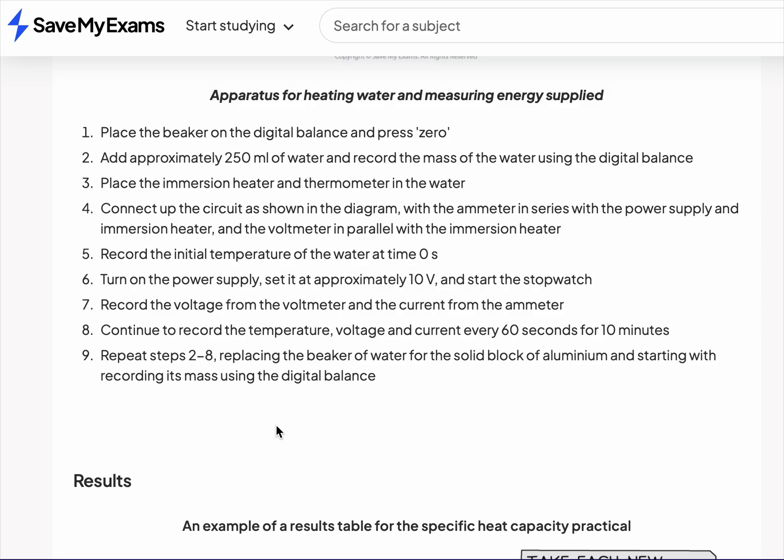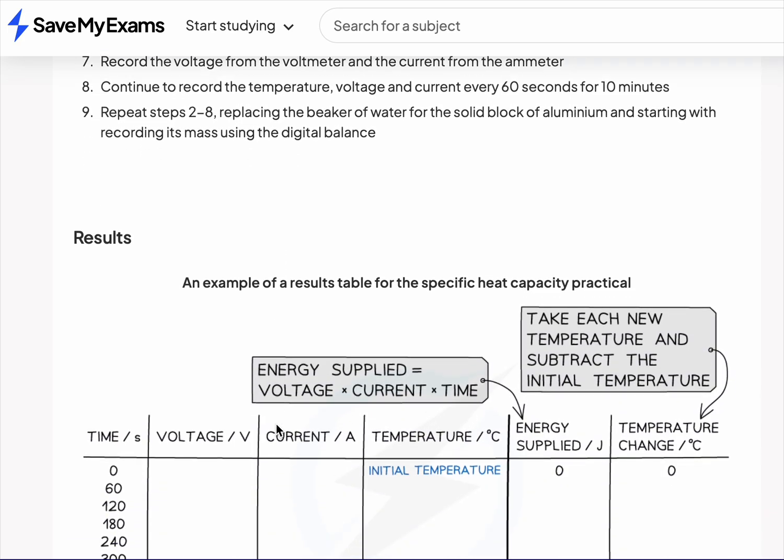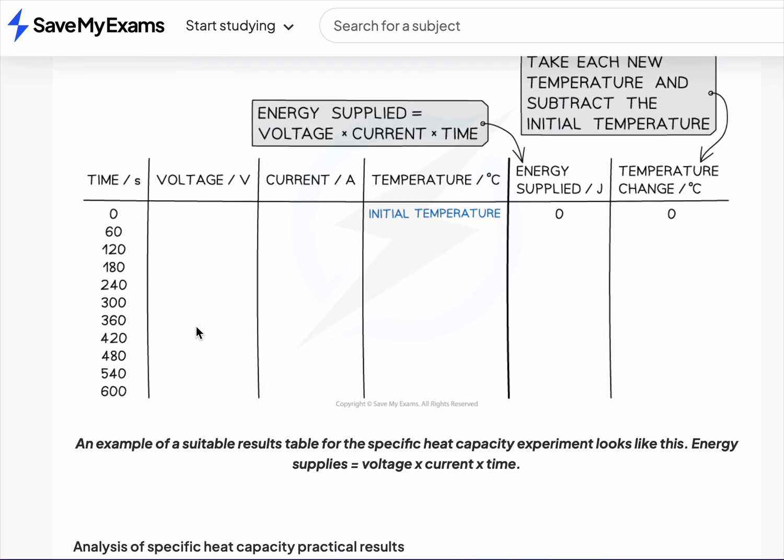So the methods are given and you just have to follow it. You're recording the voltage and the current every 60 seconds, and they're suggesting doing it for 10 minutes. The initial temperature needs to be measured, obviously, so you know how much the temperature increase is going to be, because that will be in the formula.